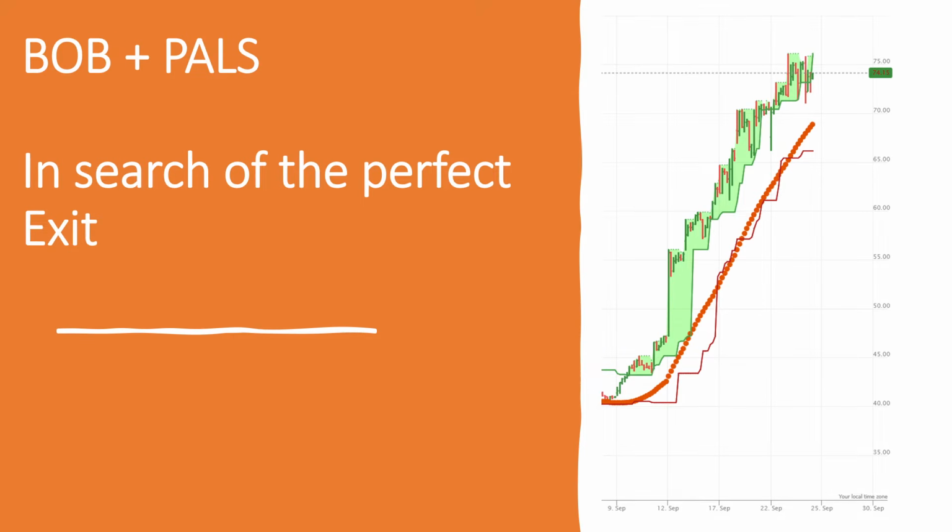Today we're in search of the perfect exit strategy, which of course doesn't exist, but we will talk of the combination of the Breakout Buddy, adaptive Donchian Channel combined with my PALS exit, or the Parabolic Accelerating Long Stop.